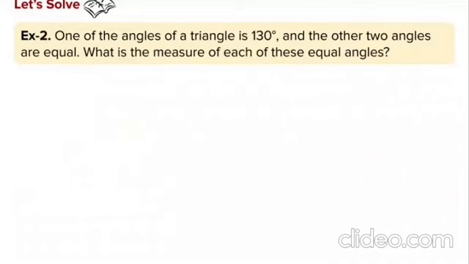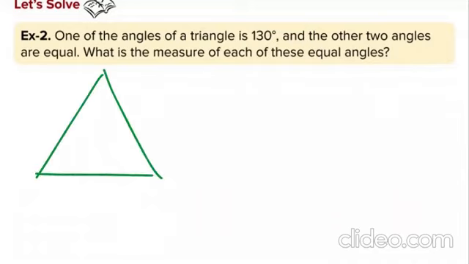One of the angles of a triangle is 130 degrees and the other two angles are equal. What is the measure of each of these equal angles? So look over here, interesting question. They said that there is one triangle, it's isosceles you can say. This angle is given as 130 and these two are equal. If this is x, this is also x, since they both are equal. So let us frame an equation.